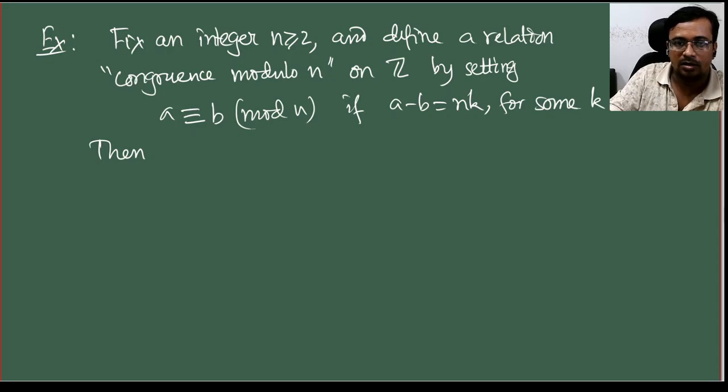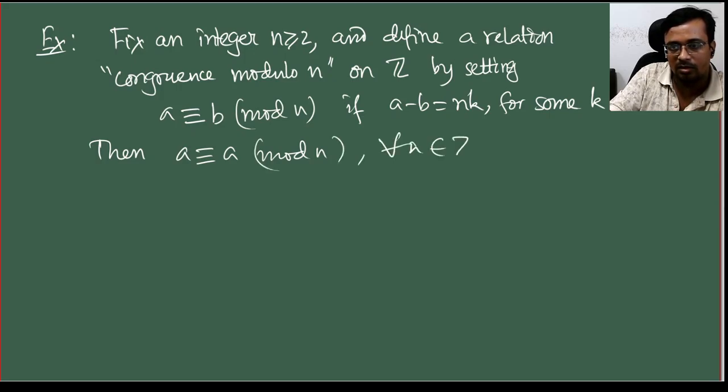Then it turns out that this is an equivalence relation because a is congruent to a mod n for all a in Z. That is clear because in this case a minus a equals 0, which is a multiple of n, right? So this relation is reflexive.